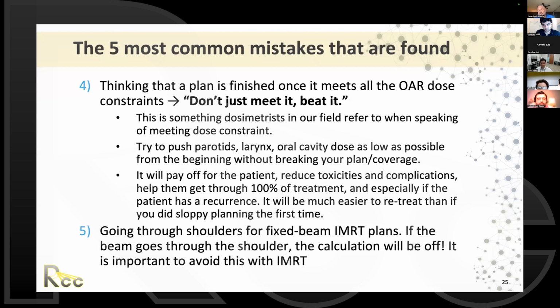And I also want to make sure that this applies for VMAT. Also the VMAT concept, when you do full arcs, you need to make sure that you spare them. If the beam goes through the shoulder, the calculation will be off. It is very important to avoid with IMRT, especially because remember, with IMRT the beam doesn't move. With VMAT, it's a little more permissive because the beam goes through. But with IMRT, you will be giving that beam that goes through the shoulder the whole number of MU, and the calculation will be off.